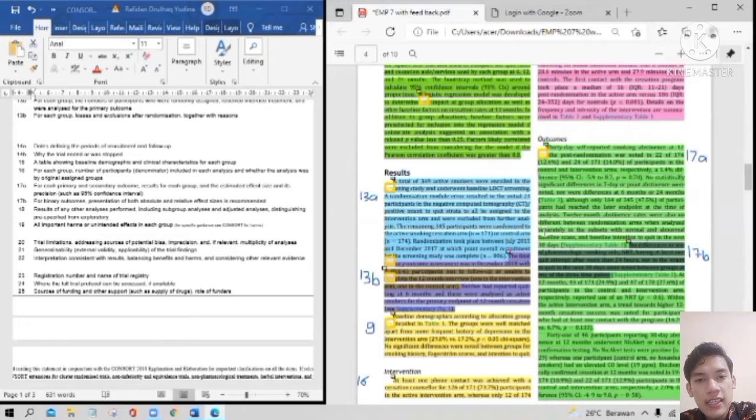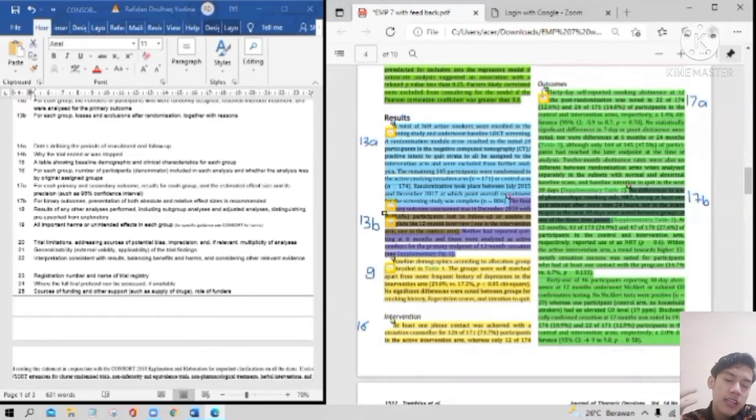Next, for number 17a, for each primary and secondary outcome, results for each group and the estimated effect size and its precision. And number 17b, for binary outcomes, presentation of both absolute and relative effect sizes is recommended. You can see both checklists on page number 4. This is page number 4 in green highlight.